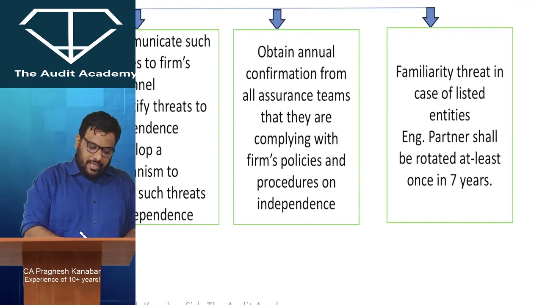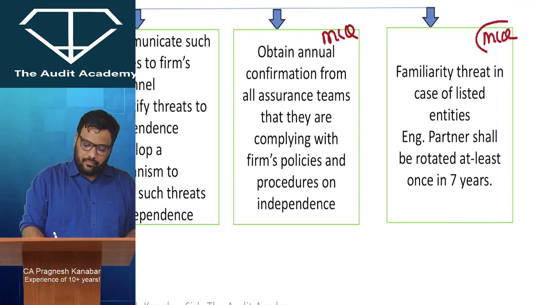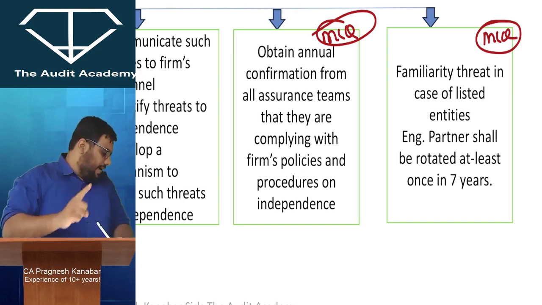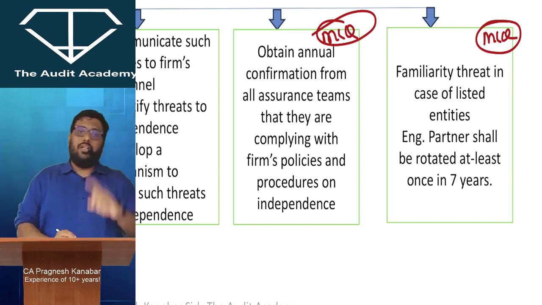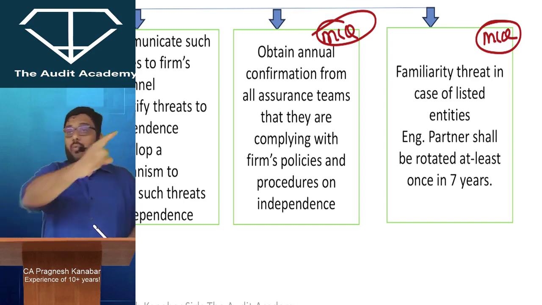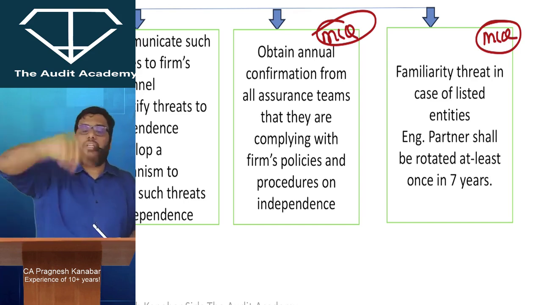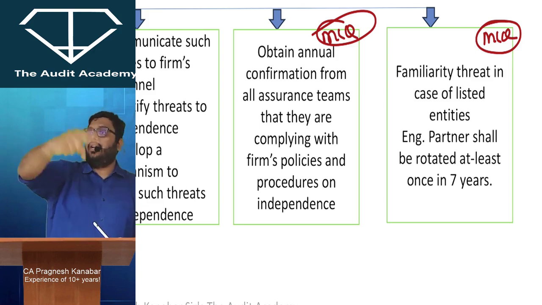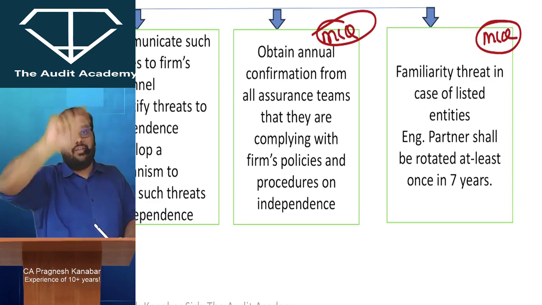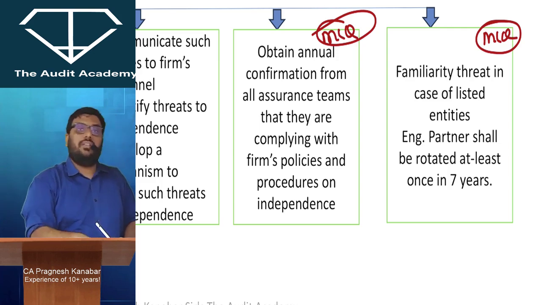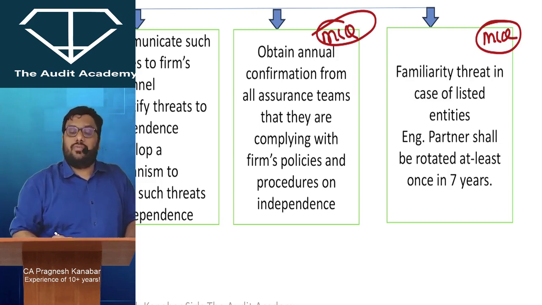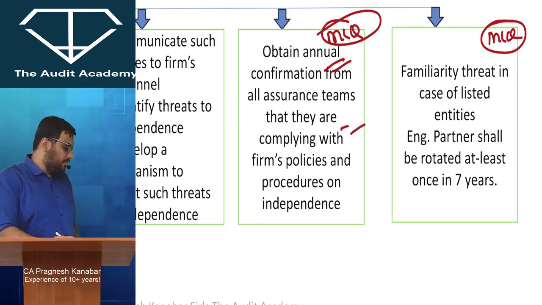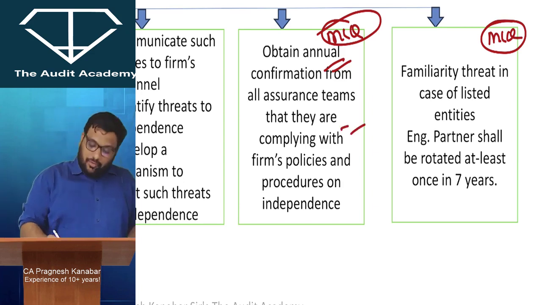Now the next couple of points are MCQ points. Please be careful. Listen to me. Annually, that means at least once in a year, from all the audit teams and assurance teams, the firm should take a signed declaration, from all employees, articles, everyone involved in audit and assurance teams, that you are complying with firm's policies and procedures for independence. Look at this. Obtain annual confirmation from all assurance teams that they are complying with firm's policies and procedures on independence.